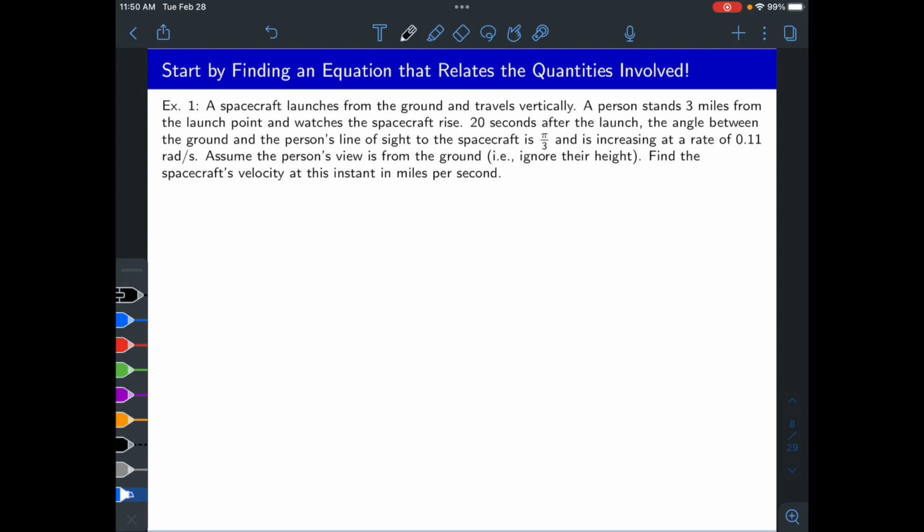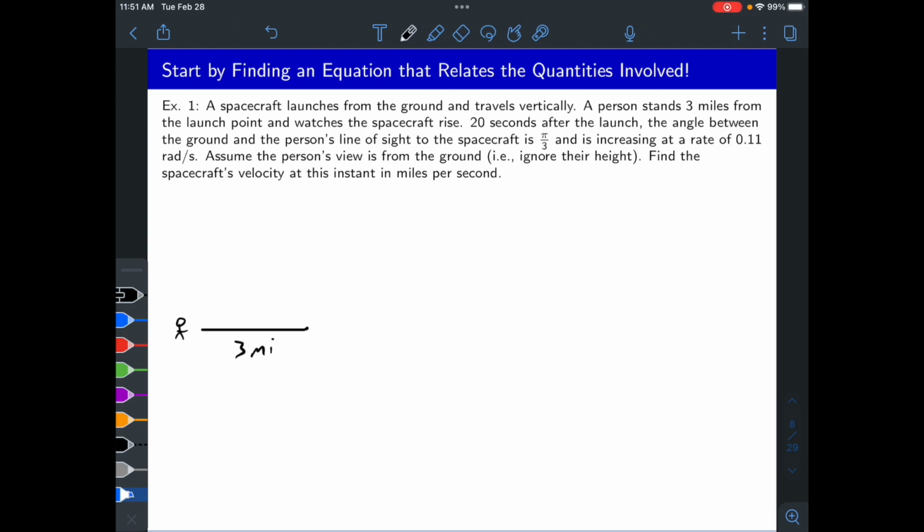All right. So whenever I'm doing this, the goal is to find an equation that relates the quantities involved. Maybe it's misleading to say start by doing that, because really to get there, you want to start by drawing a picture. So let's draw a picture. So we have a person, and then there's a launch point 3 miles away.